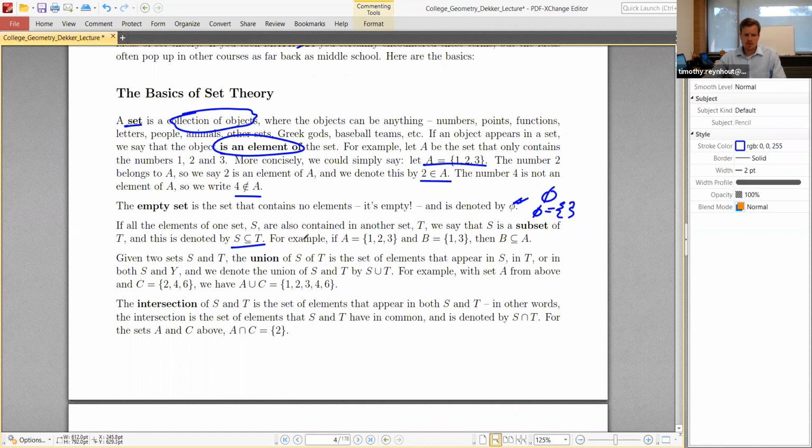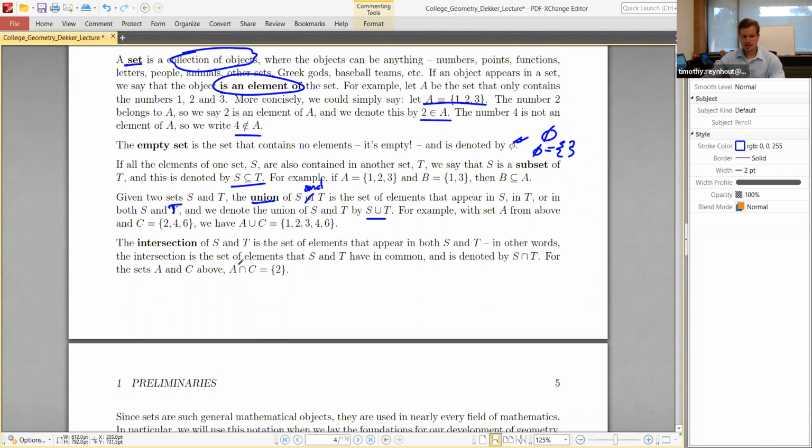All right, so given two sets, we can consider two operations which combine them in a certain way. So the union of two sets, S and T, the union of S and T, is the set of elements that appear in S, in T, or in both S and T. And we would denote the union by this.